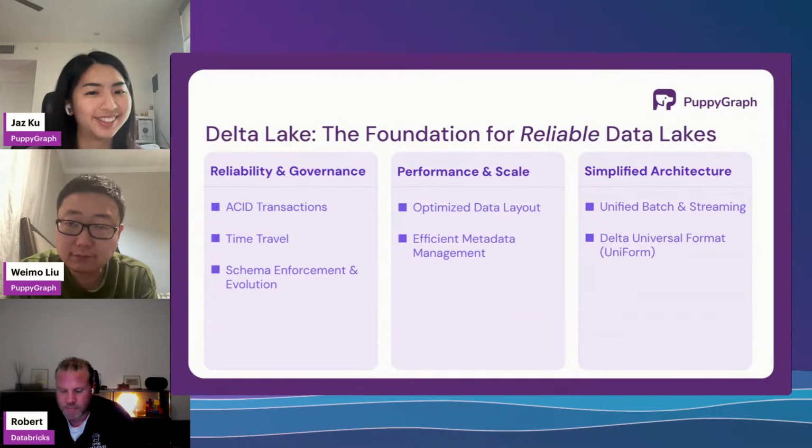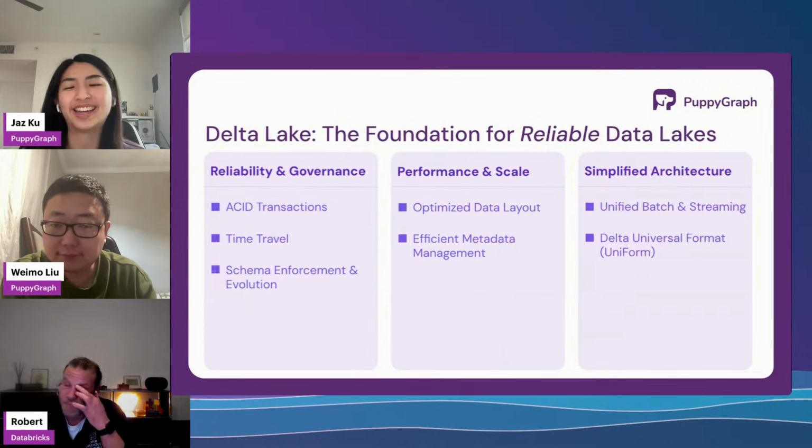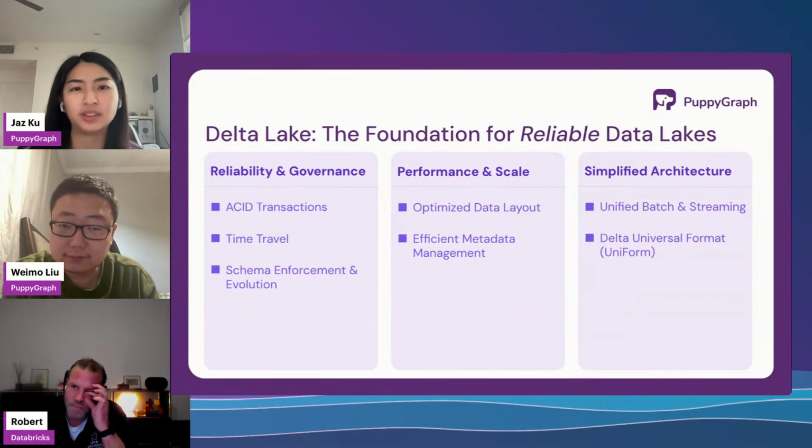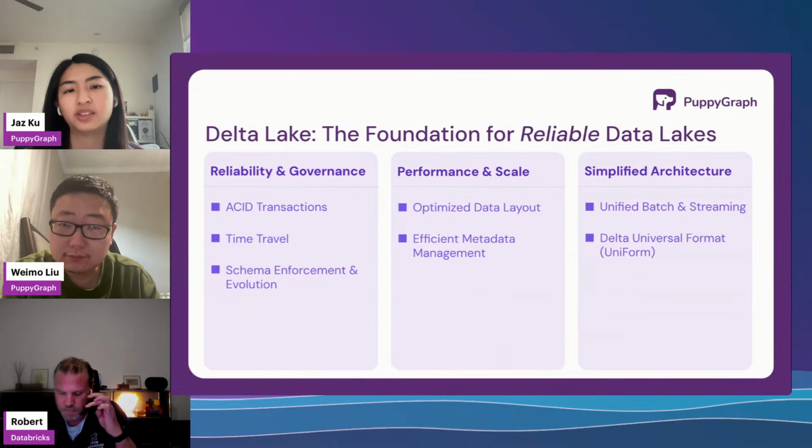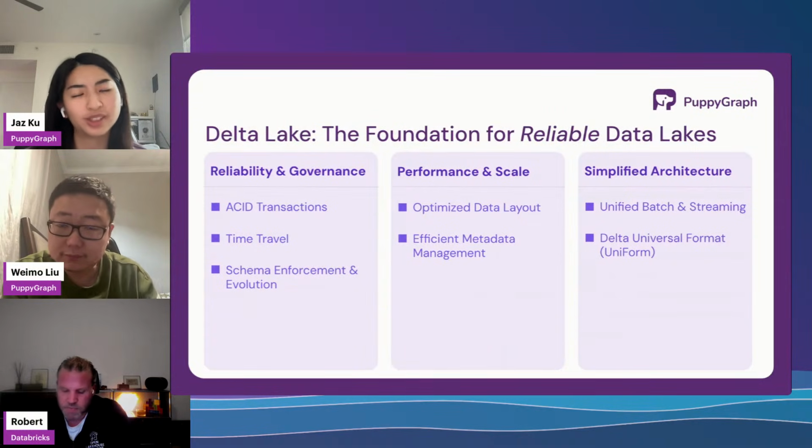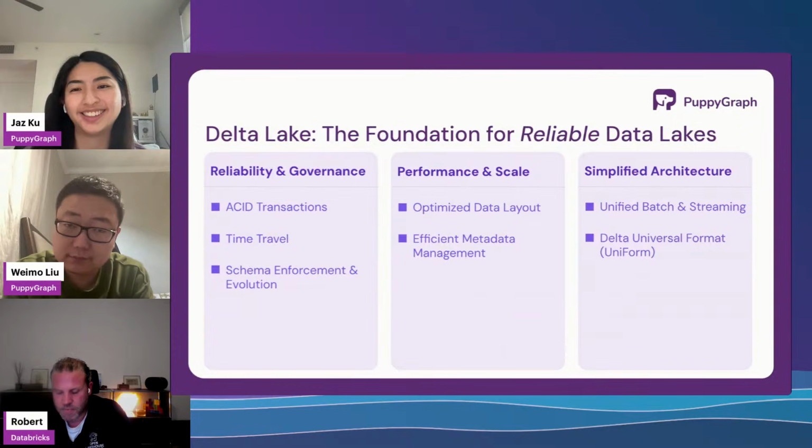There's also the Delta Universal Format, UniForm, that lets you interact with your Delta tables, Iceberg tables, and Hudi tables all around the same. So it's great for interoperability and the data lakehouse architecture.